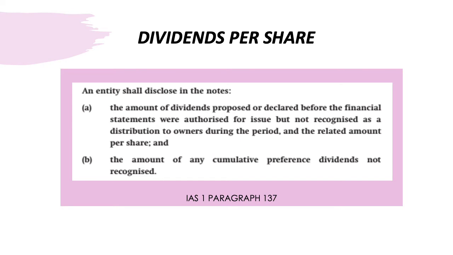Now, when would a cumulative preference dividend not be recognized? Well, it would be when it has not yet actually been declared. Dividends can only be recognized in the financial statements once they have been declared. However, we know, based on prior knowledge, that holders of cumulative preference shares are entitled to dividends even when the dividends have not been declared. But they will only actually physically receive the dividends owed to them, the dividends that are in arrears, when a dividend is actually declared.